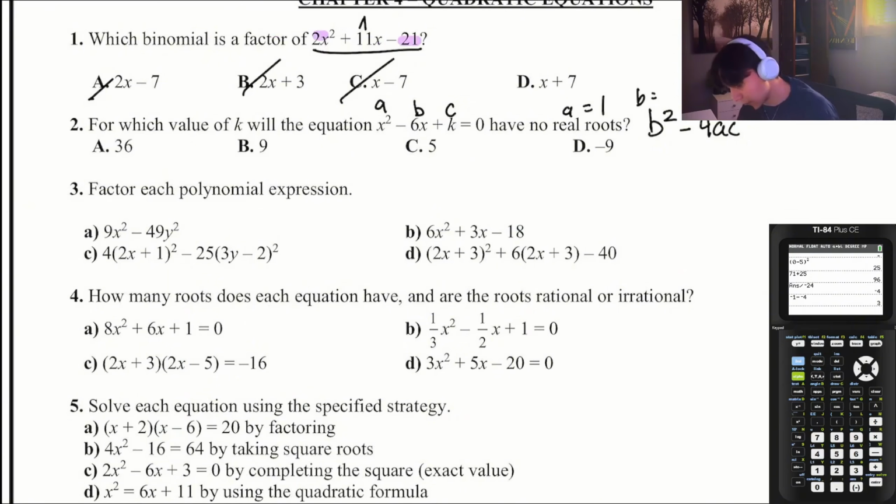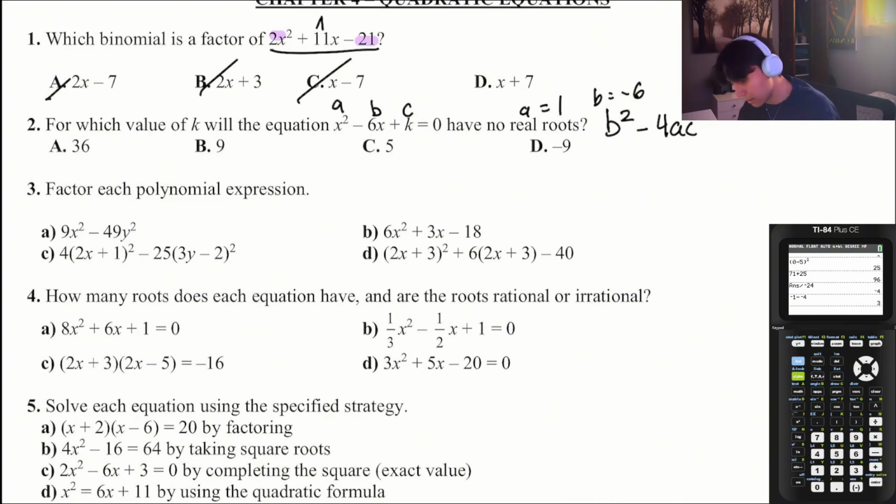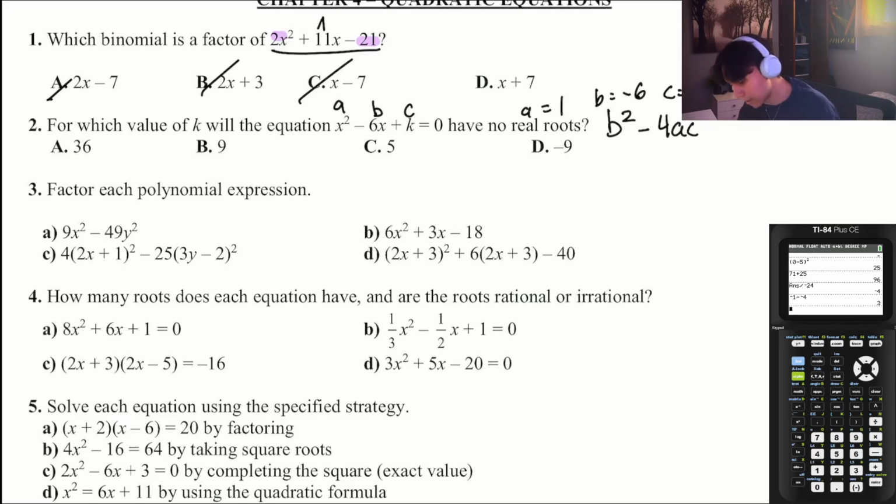Our b value is going to be -6. And our c value, since we don't have an x or anything there, we have k. So let's replace this. So we get -6 squared minus 4 times our a value, which is 1, times k. And now you're probably wondering, what do we do, right? Since we're looking for no real roots, that means we're going to have a negative square root. So it's going to be less than 0. You get 36 minus 4k is less than 0.